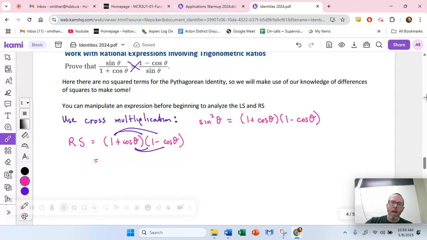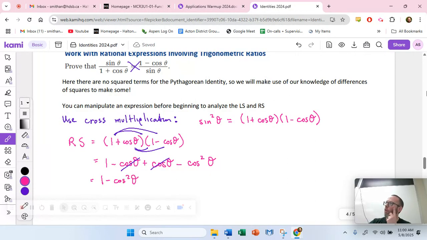Check this out. 1 times 1 is 1. 1 times minus cosine theta is minus cosine theta. Guys, let's dial in. Remember my little rant from a few minutes ago. Cosine theta times 1 is cosine theta, and cosine theta times minus cosine theta is minus cosine squared theta. Look what happens. Negative cosine theta and cosine theta add to 0. And you're left with 1 minus cosine squared theta.